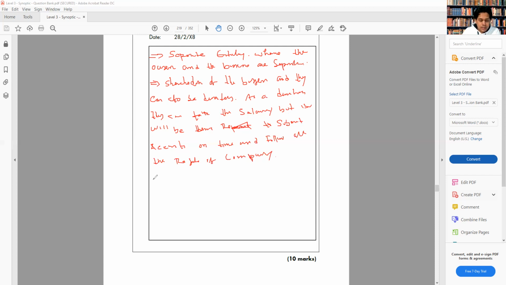The next point, they're asking for one advantage and one disadvantage of having a limited company. So the main advantage of having a limited company is limited liability. Their liability will be limited, not like a partnership, where they have to pay the debt by selling their personal assets. So they only lose the money whatever they invested. So their liability will be limited. This is the advantage.